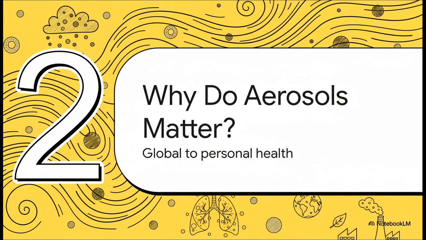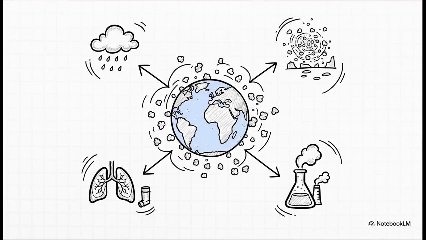Okay, so we know what they are. But why should we care? I mean, why is there a whole field of science dedicated to these tiny little suspended particles? Because their impact is just massive. On a global scale, they are literally at the heart of our climate. They form the clouds that give us rain. They're also responsible for carrying pollutants from one continent to another.